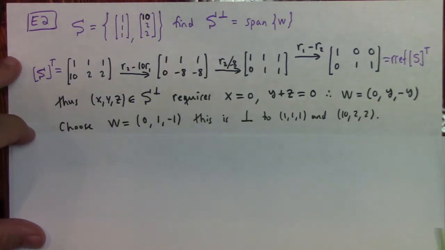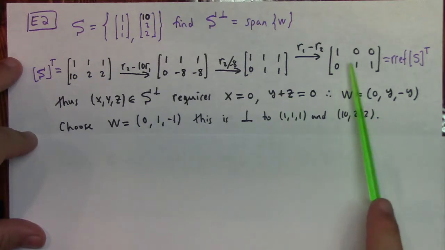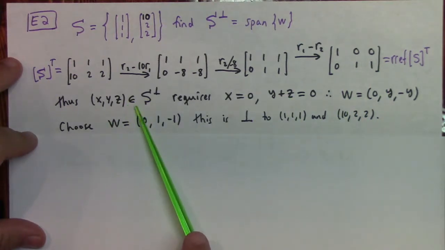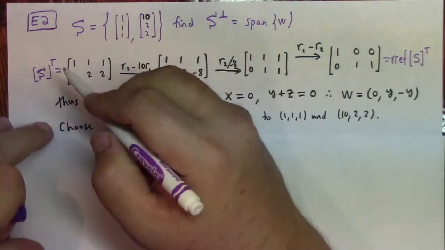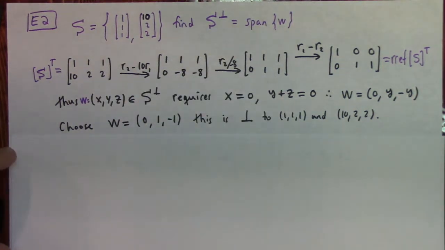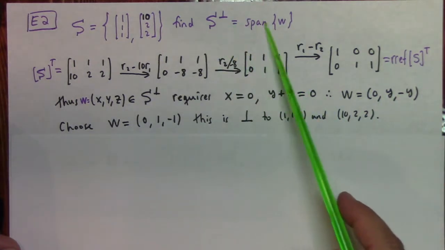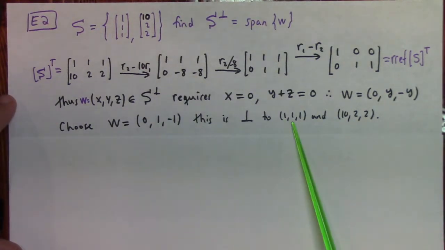But anyway, completing the calculation, this is x equal to 0. This is y plus z equal to 0 if I'm looking at x, y, z in S perp. So my generic vector, I'm calling it w, would be (0, y, minus y) for any y, but for y not equal to 0, it gives me a basis for this one-dimensional space, aka a line. Anyway, this is clearly perpendicular to that and that.